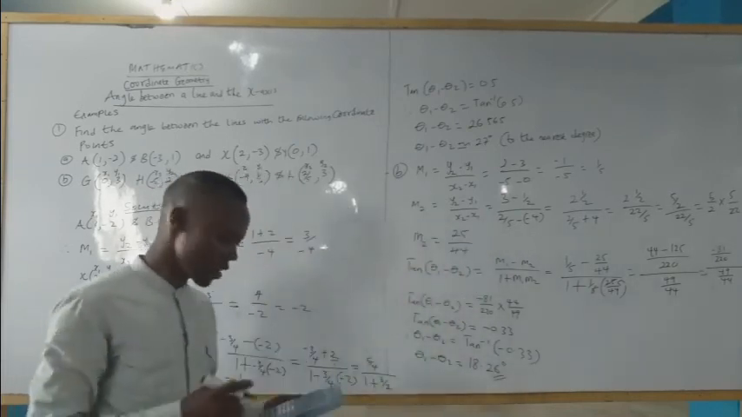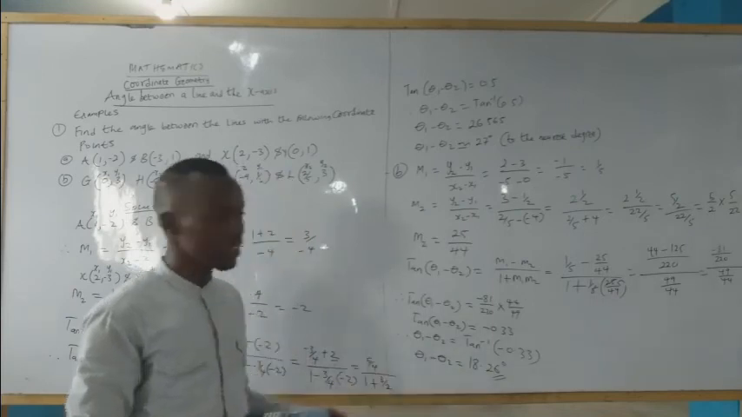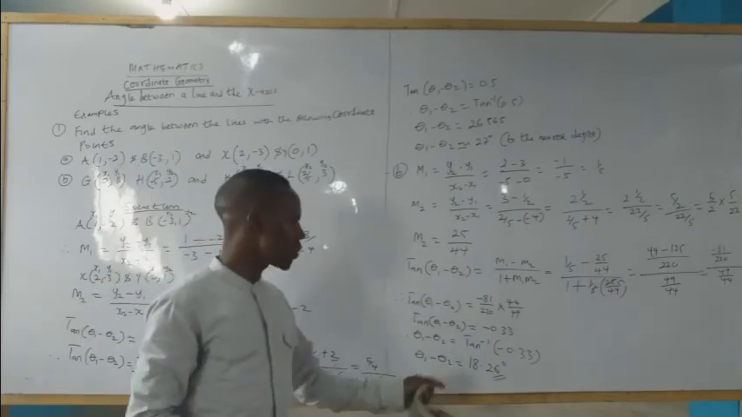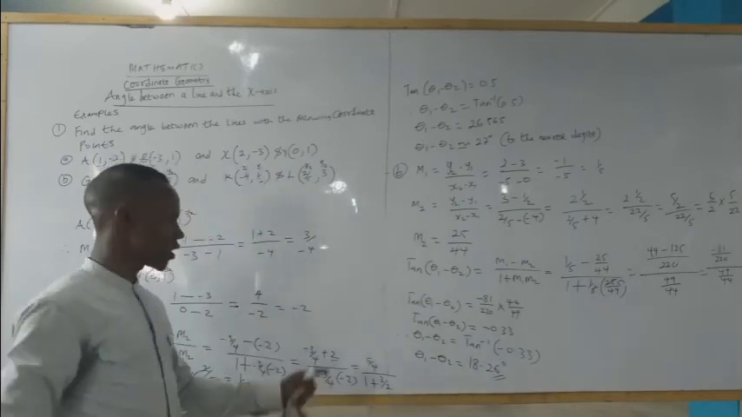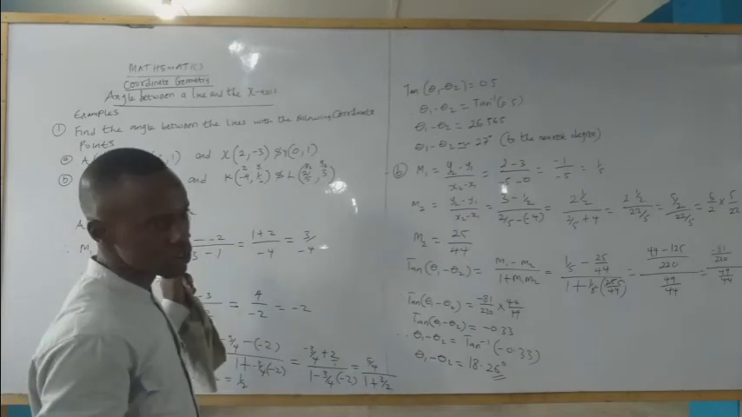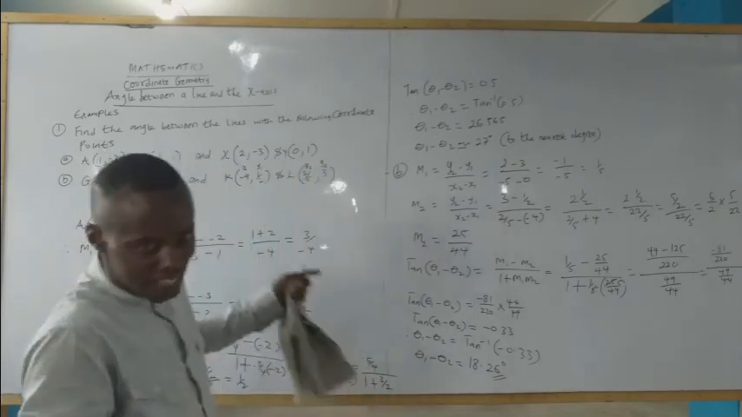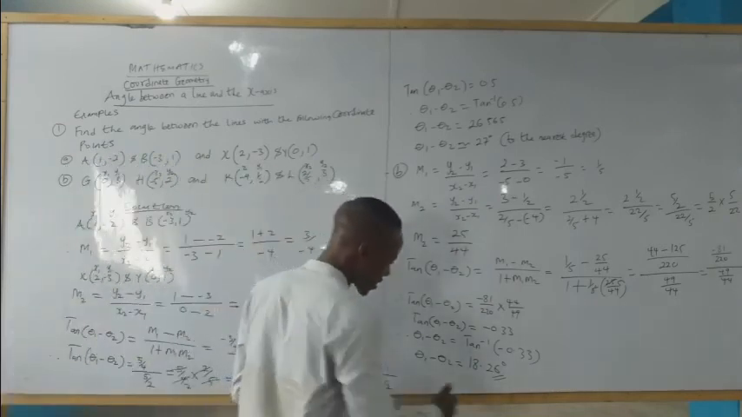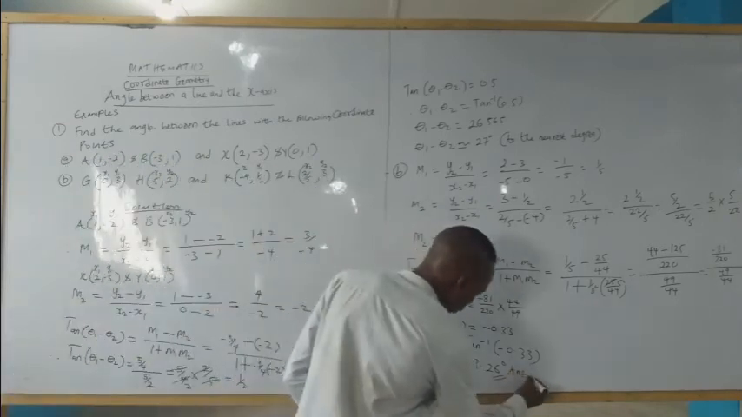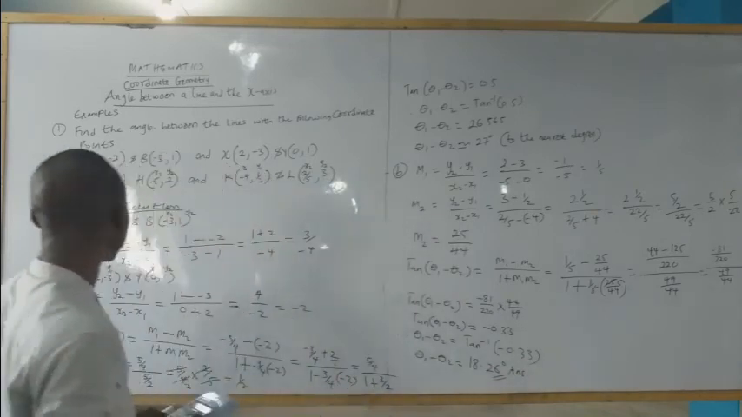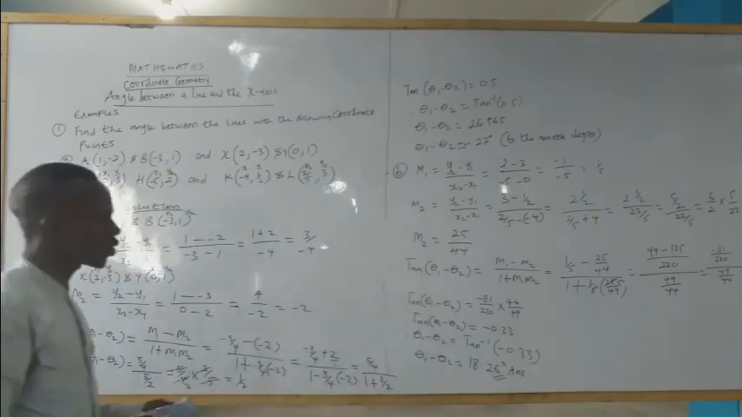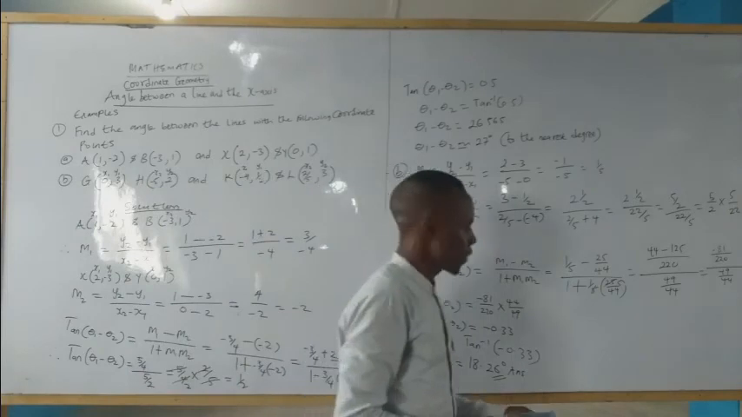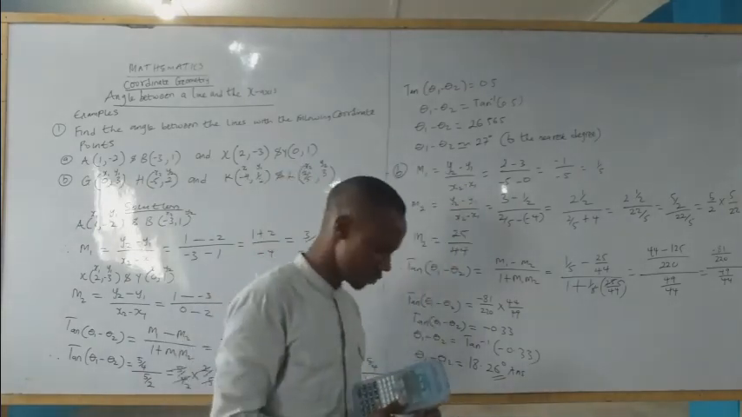We are getting a negative in the answer, but we cannot have a negative degree. So it doesn't matter. What it's just saying is that the angle is on the negative side of the x and y axis. That's why we have a negative. So this is our answer for question 2. And that is it for that.